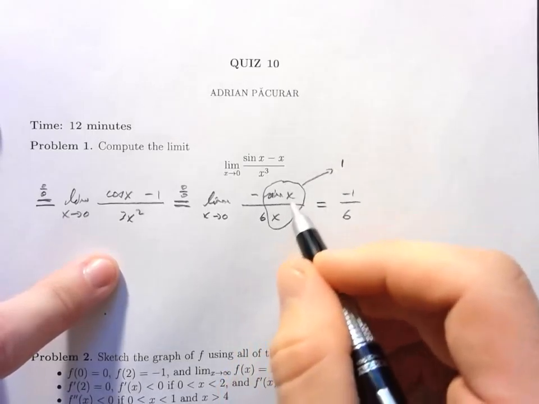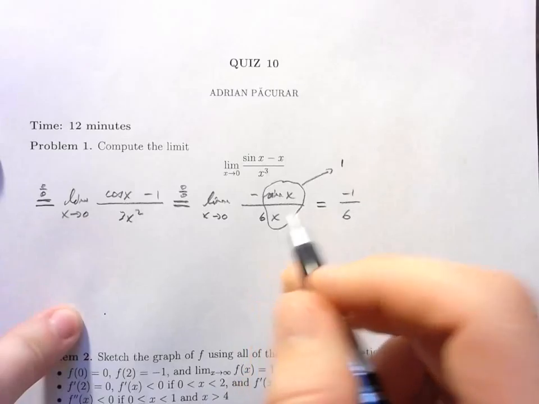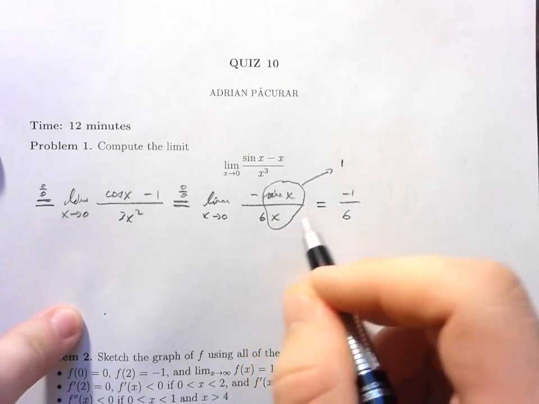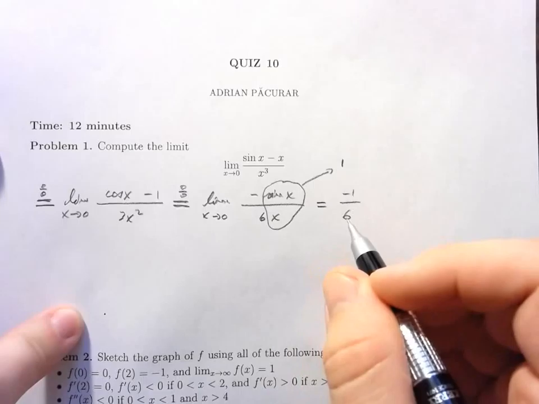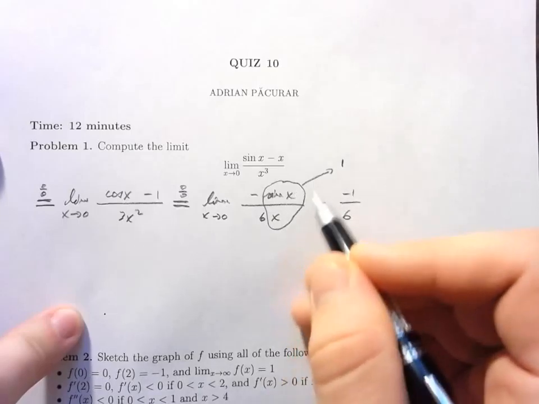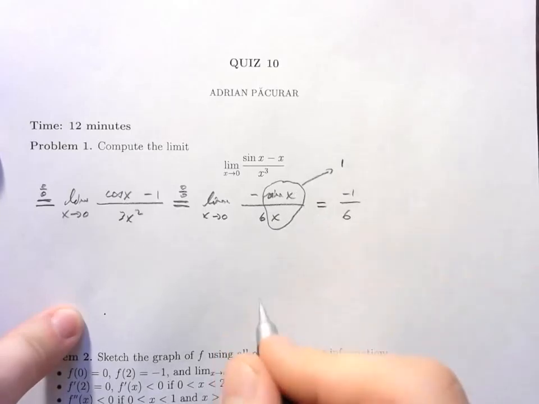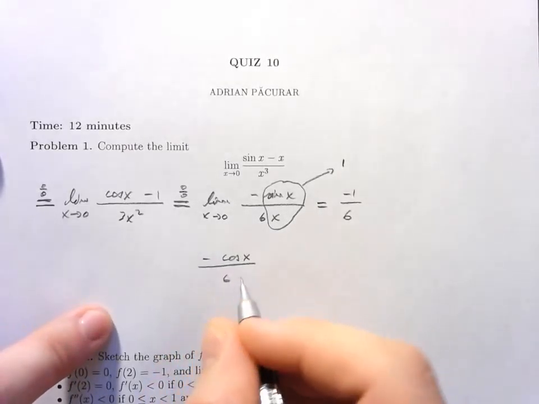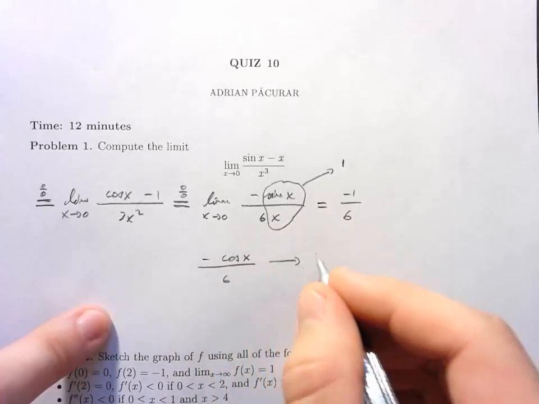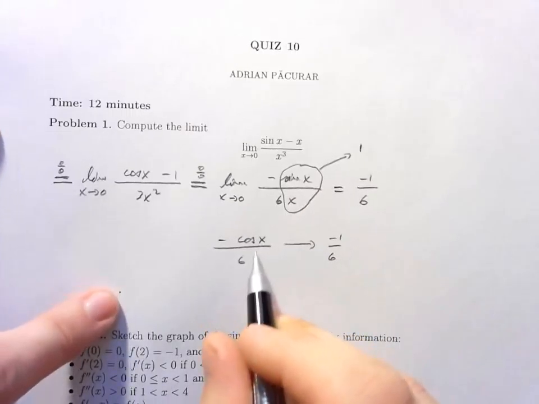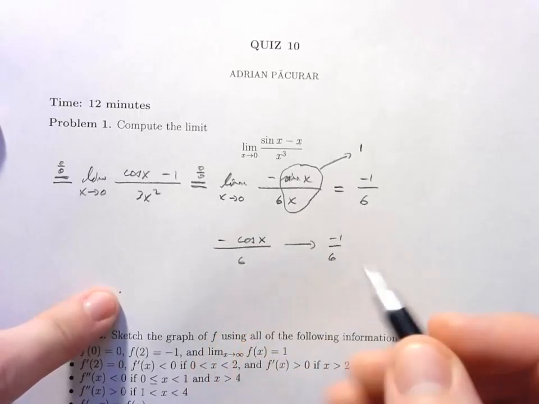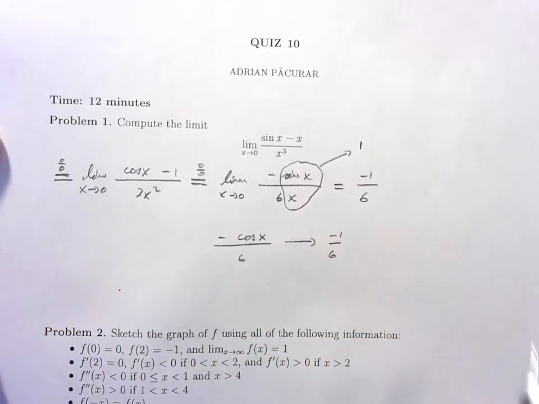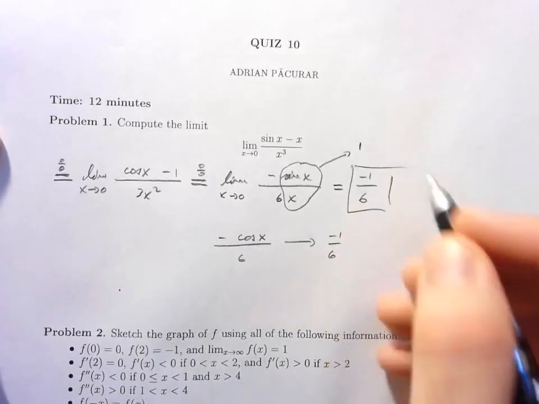If you didn't remember the fact that the limit as x goes to 0 of sine of x over x goes to 1, you could also just redo one more iteration of L'Hopital's, and you end up with negative cosine x over 6, which is going to go to negative 1/6, because at this point you can plug in, you no longer get 0 over 0. So either method is fine, and that's the solution for the first problem, negative 1/6.